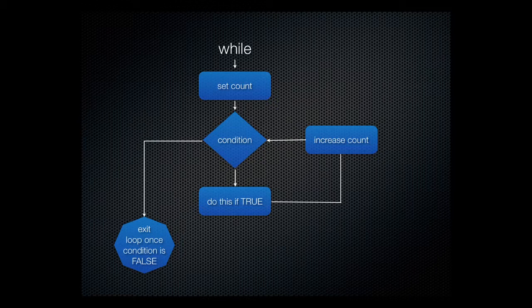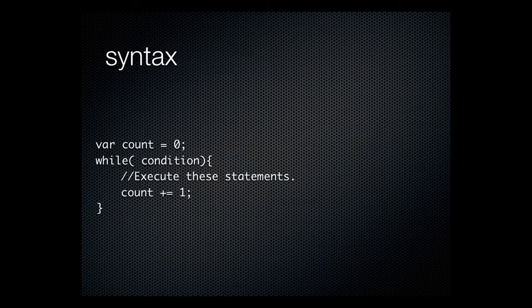A while loop is a little different. We set the count outside of the loop, then we have while the condition is true, and then increase the count inside, and then once again if the condition is false, it goes and exits the loop. This one can actually end up being an infinite loop if you forget to put the counter after you've done all the statements. And the syntax looks like this. While the condition, execute the statements, increase the count, and then go through the loop again.